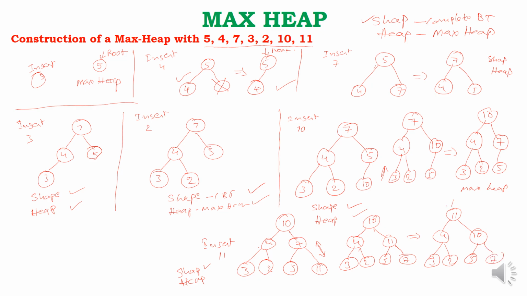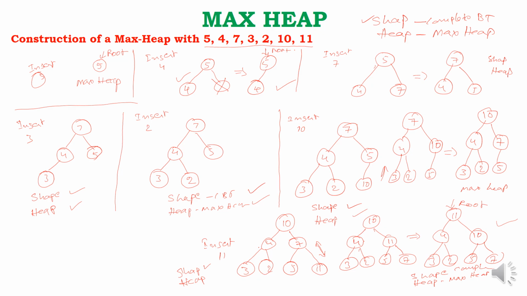Now 11 is the root value. It is satisfying the shape property. It is a complete binary tree. And what about the second property, the heap property? Heap property should be max heap. Max heap means parent should be greater than children. 11 is parent of 4 and 10, greater than 4 and 10. 4 is parent of 3 and 2, so 4 is greater than 3 and 2. 10 is greater than 5 and 7. So it is completely satisfying the shape property and max heap property.